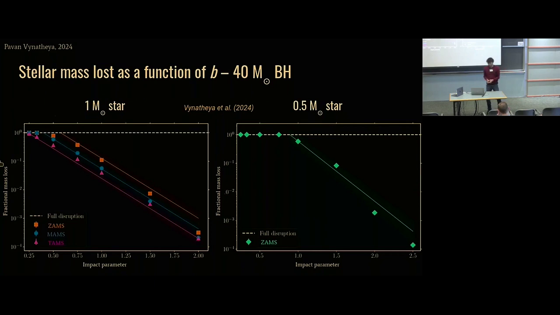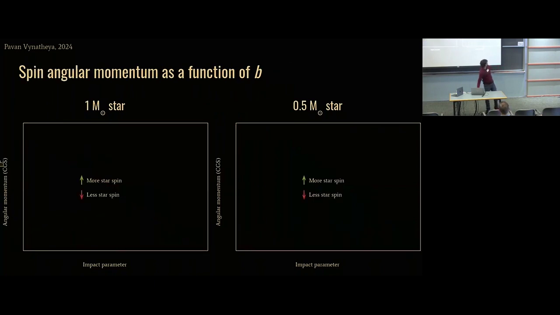So you can imagine that with just the impact parameter and the density structure of a star, the mass loss is kind of independent of the mass of the black hole itself, at least in this range of black hole mass parameters. And similarly, we see the same thing with the spin of the star as well. Here, instead of mass, I plot the spin angular momentum in CGS units on the y-axis, more spin angular momentum and less spin angular momentum, respectively, on the top and bottom.